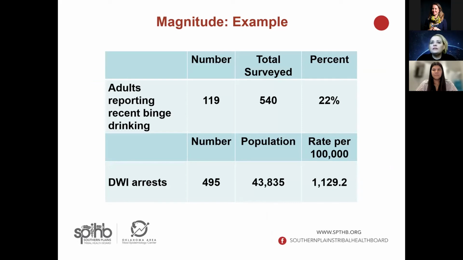I want to emphasize here, you see DWIs. You see it's reported as a rate, and you see the number divided by a population. And that's why I said that rates are dependent on population.